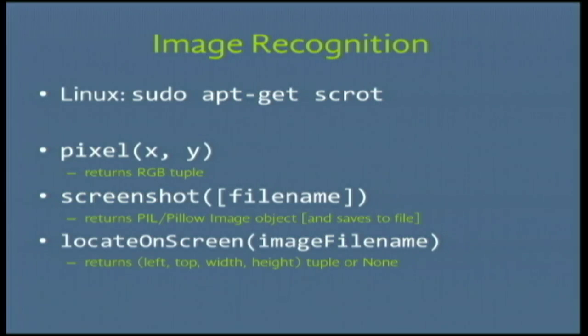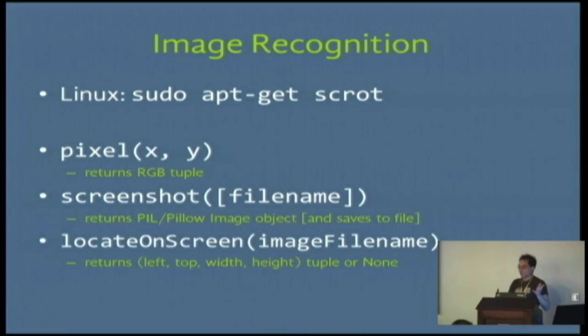So PyAutoGUI uses Pillow, which is the successor to PIL, the Python Imaging Library, for all of its screenshot capabilities. On Linux, you'll have to install one new application to get it to work. It's called scrot, for screenshot. It's a really unfortunate name, I think. But anyway, so there's PyAutoGUI.pixel.